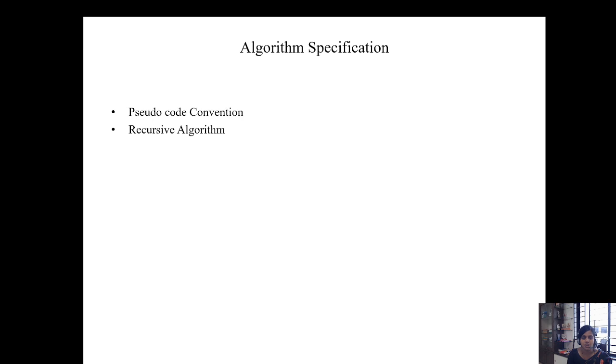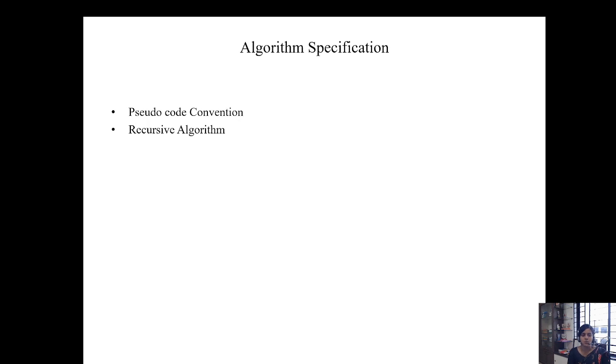So pseudocode convention involves different steps or different syntaxes used while writing an algorithm. In a programming language we have different concepts involved, and in the same way an algorithm also uses some parts of a programming language to specify it in a proper way.